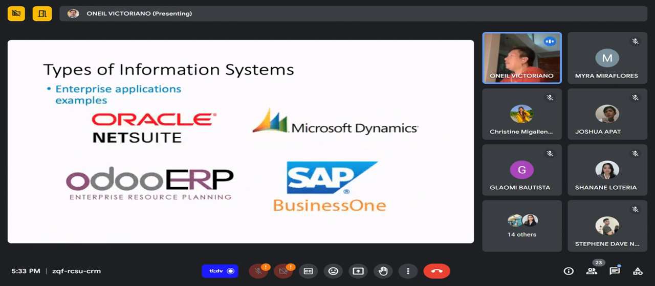And these are the main players for ERPs. Like you have NetSuite from Oracle, and then you have Microsoft Dynamics. You have SAP Business One. I think SAP Business One was actually purchased before, maybe like 5 or 6 years ago, I don't know. And then you have Odoo for ERP, for enterprise resource planning. So these are just quick examples for ERP systems.